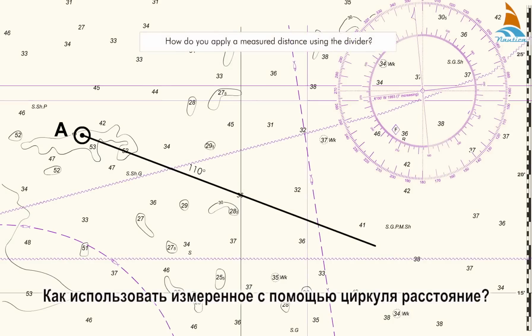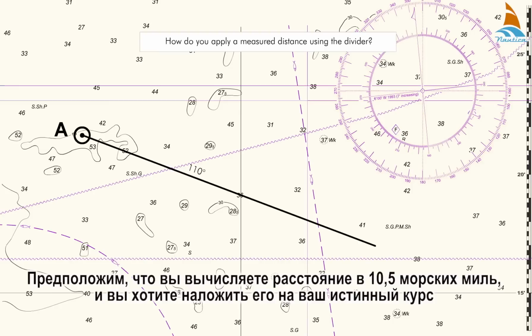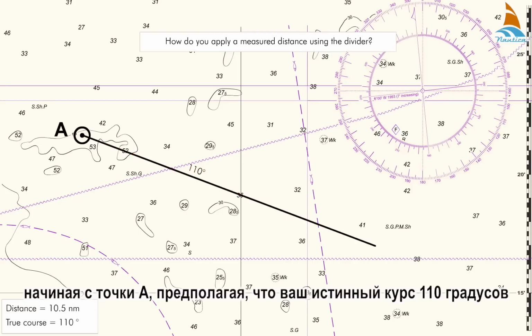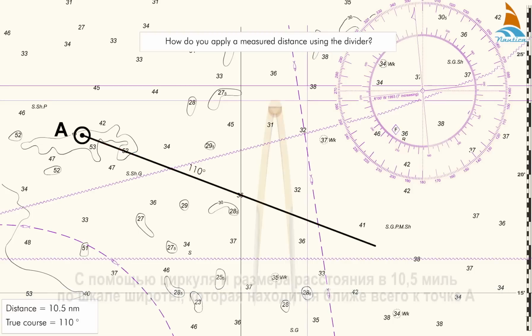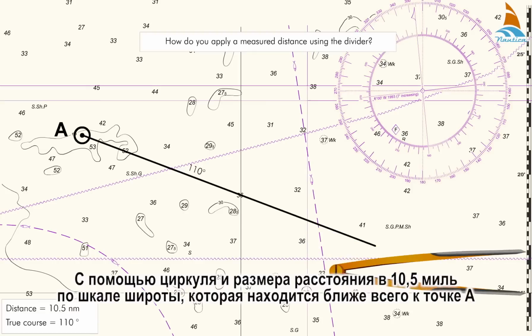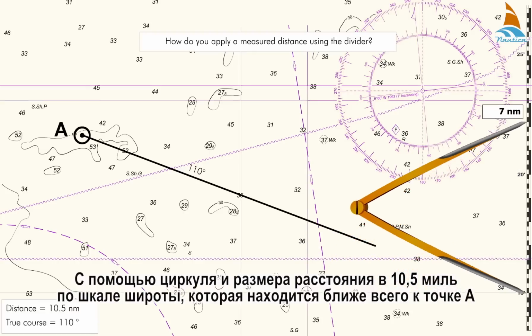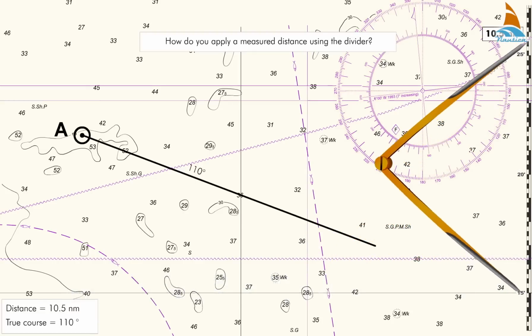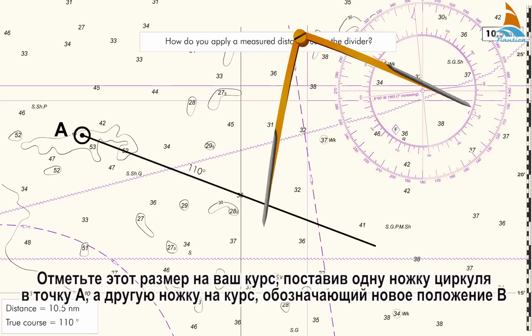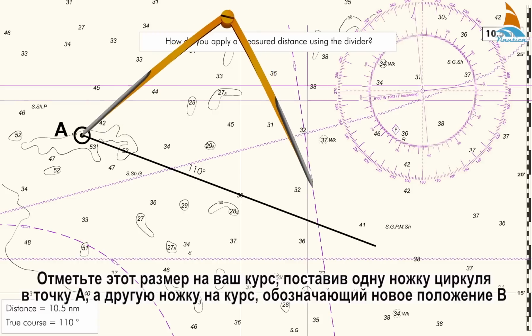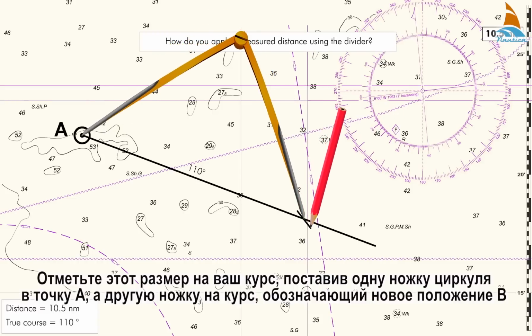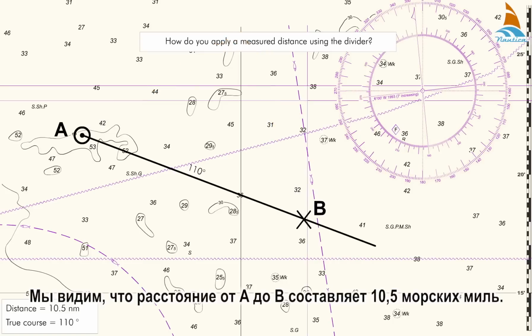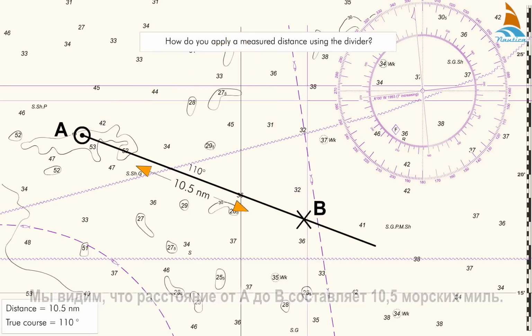How do you apply a measured distance using the divider? Let's assume you calculate a distance of 10.5 nautical miles and you want to apply it in your true course starting at point A, assuming your true course is 110 degrees. Use the dividers and span a distance of 10.5 miles on the latitude scale which is closest to point A. Apply this span on your course, placing one leg of the dividers at point A and the other leg on the course, marking the new position B. We can see that the distance from A to B is 10.5 nautical miles.